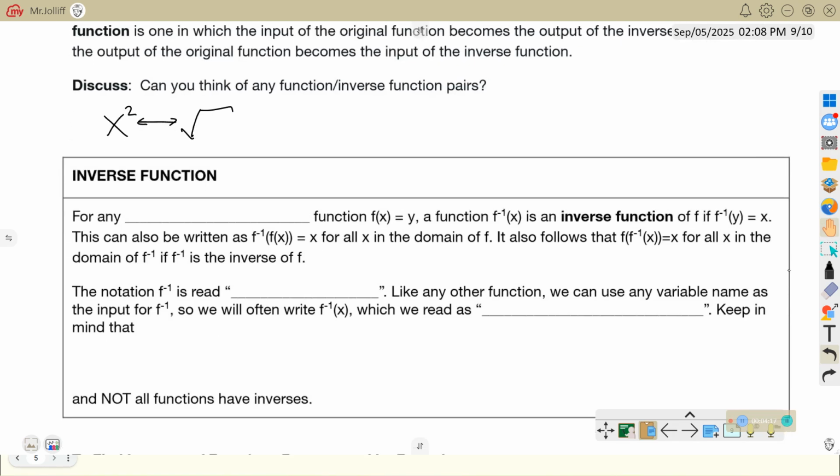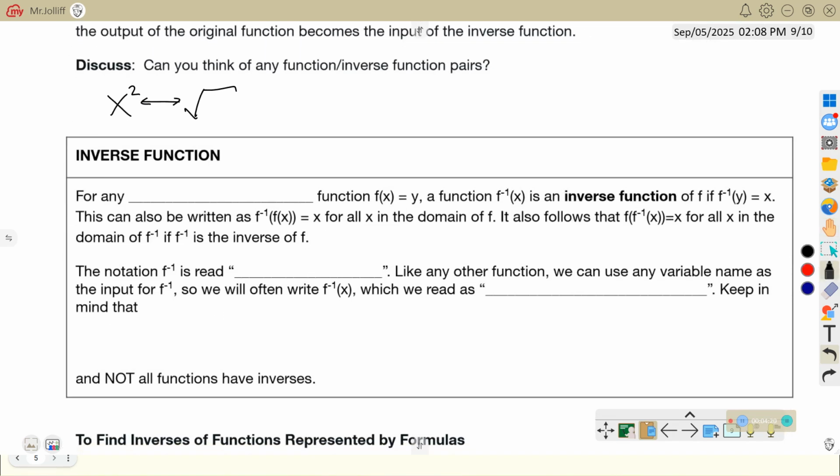So, the important part. For any one-to-one function, for any one-to-one function, f of x equals y, a function f inverse of x is an inverse function if f inverse of y equals x. This can also be written as f inverse of f of x equals x.